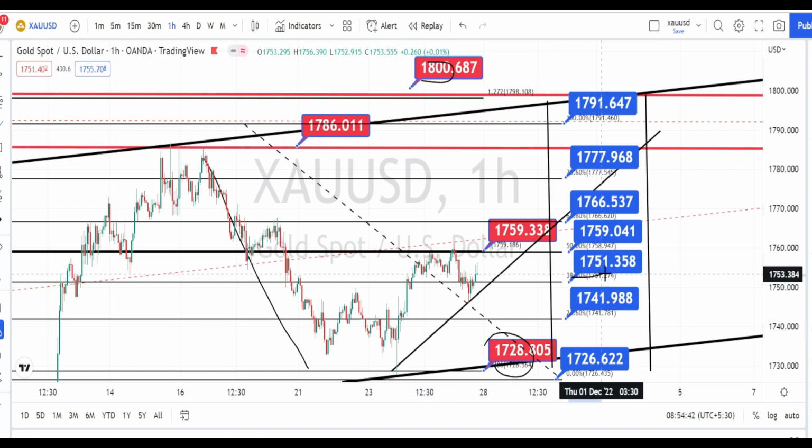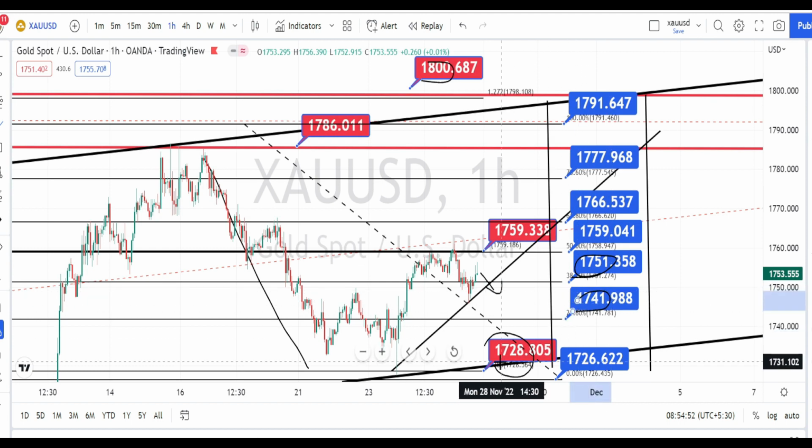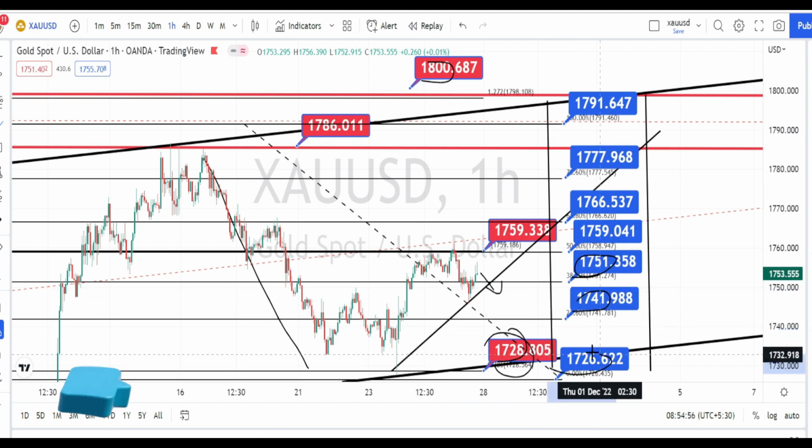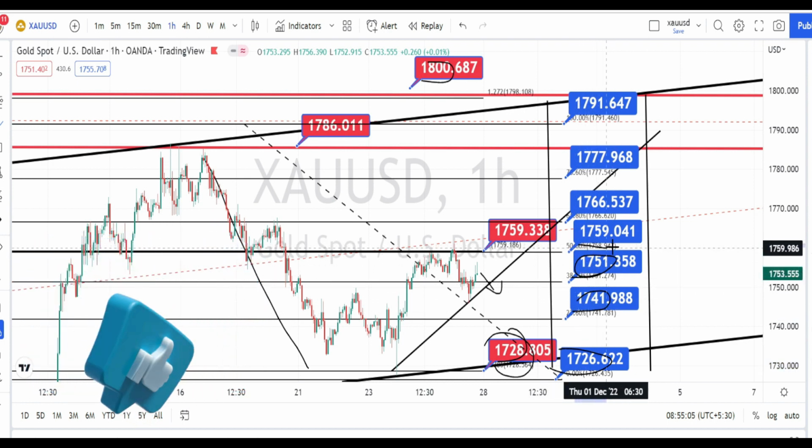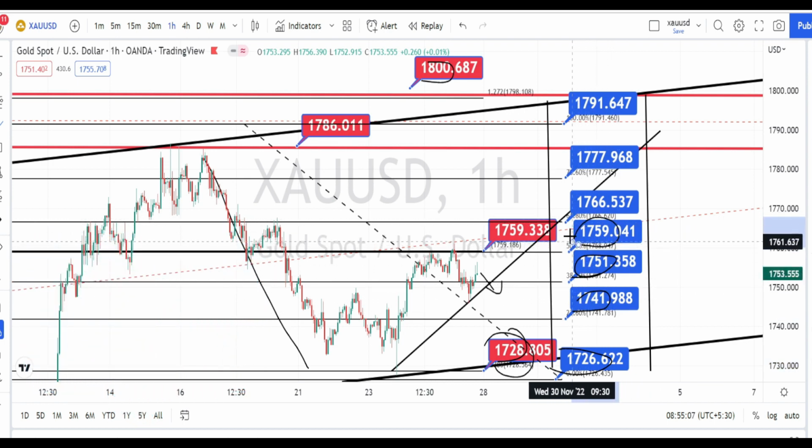Presently we are noticing the price action to take support around the support level of 1751, and if the price action breaks this support level, next level of support is going to be around 1740, 1728 and 1726. And on the bullish side, if the price action breaks the resistance level of 1759, next level of resistance is going to be around 1766, 1777 and 1791.